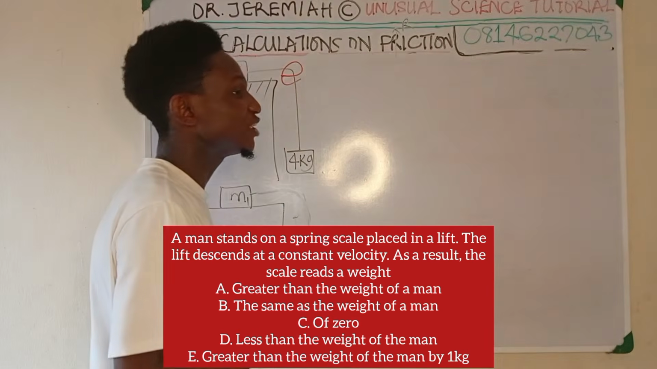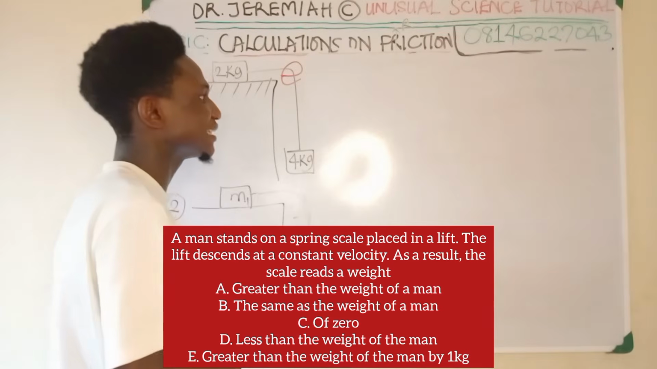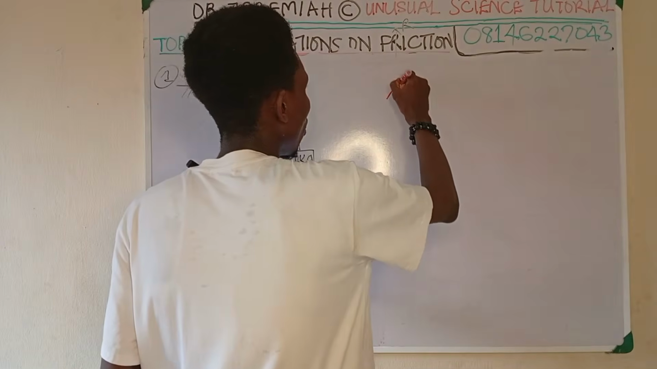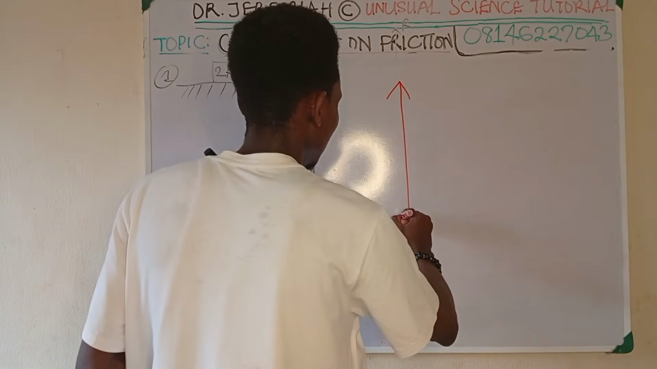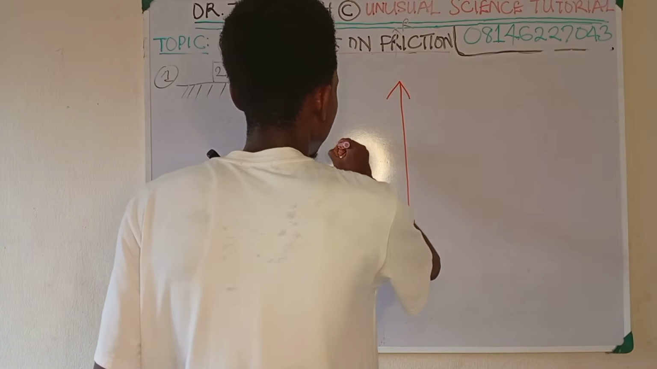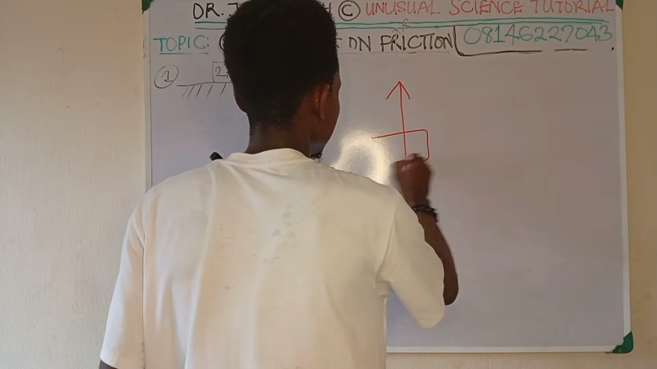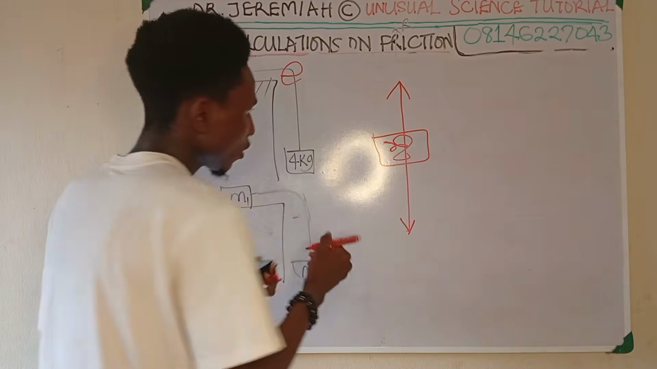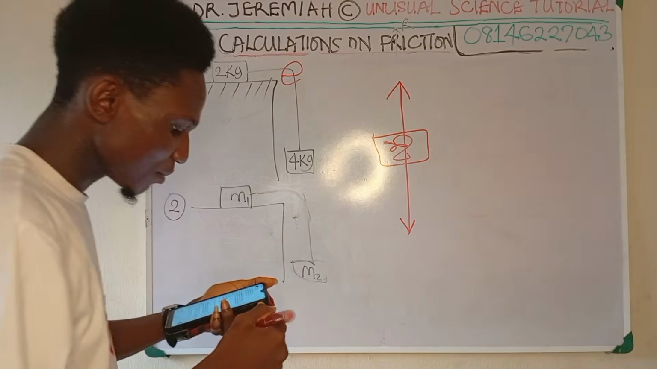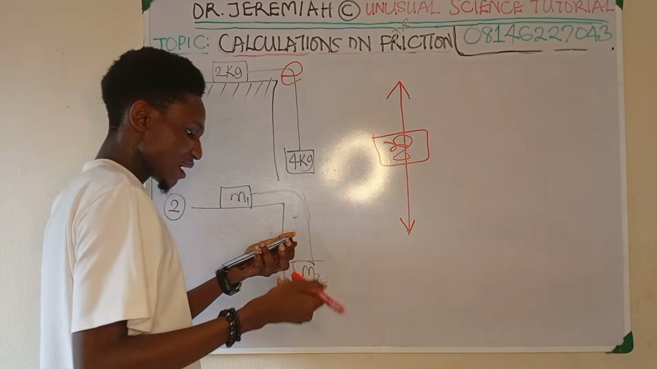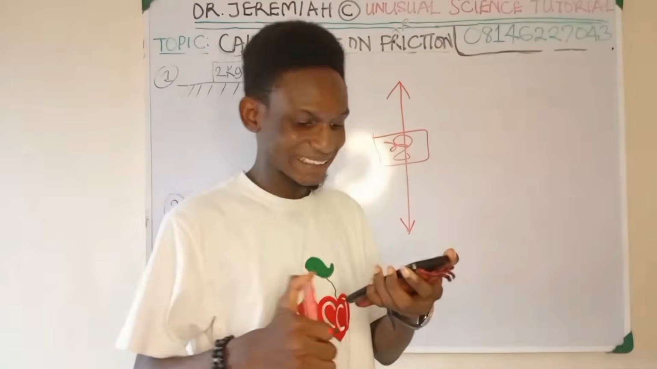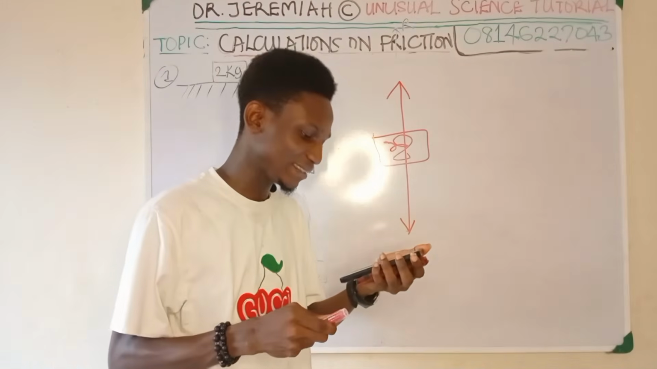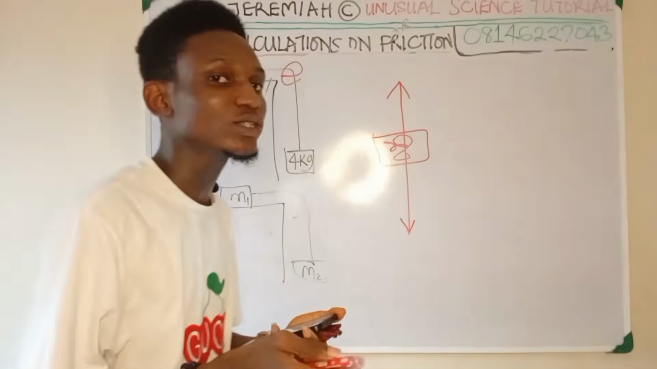Now, whenever you see a question on lift, use this method. You're going to have upward forces and downward forces. So you have the man. Let's just draw him as this. So this is the person. Now he stands on a lift. As a result, the lift descends at a constant velocity.